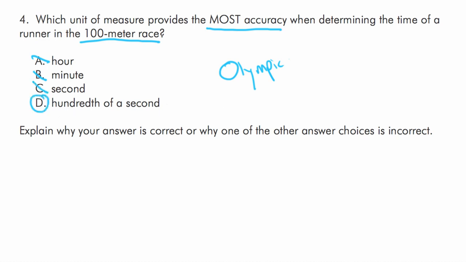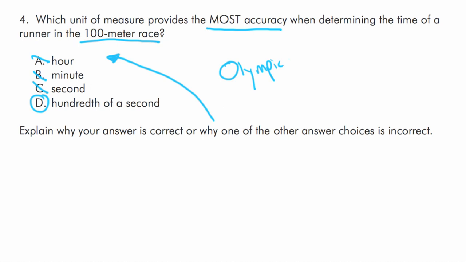For explain why your answer is correct, or why one of the other answers, I kind of explained why my answer is correct. I'm going to choose the second one. The reason hour is incorrect is because it would take far, far less than an hour to run 100 meters. It would take long, in general, if you're going to walk 100 meters, you'd get it done in a couple of minutes. So hour is wrong because it is far too big to describe the time it would take to run 100 meters.